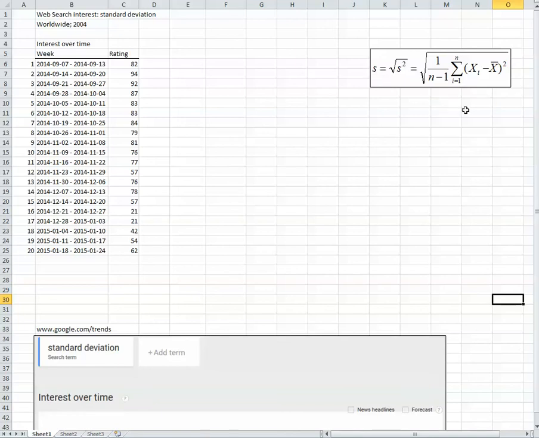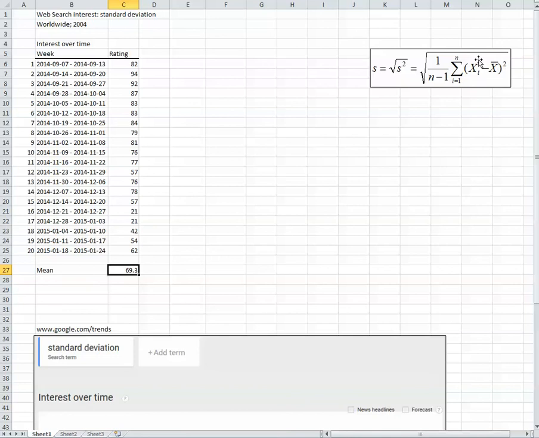The way to think about this formula is we're going to start from the inside and work our way outside. So the last thing we're going to do is take the square root. The xi's here are our 20 observations, the weekly ratings. From those, we're going to need to subtract the mean. So the first thing we need to do is calculate the mean. Let's call it the mean. We have to remember that the way we calculate the mean in Excel is we take the average. We're going to take the average of those 20 numbers, and that works out to be 69.3. So that's our number x bar there, 69.3.